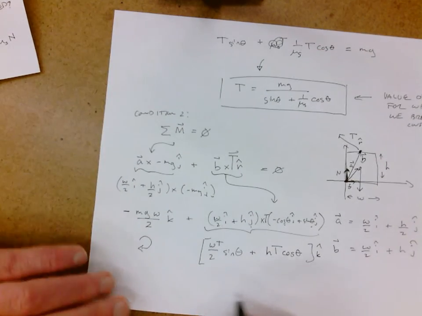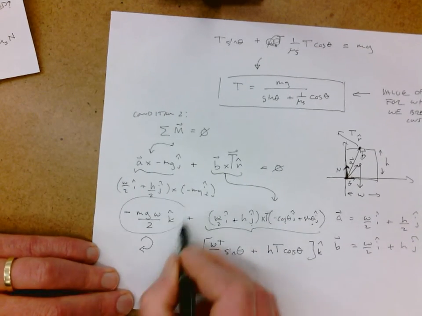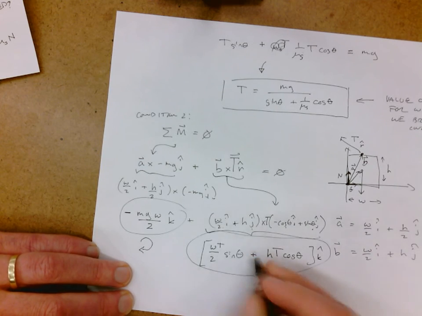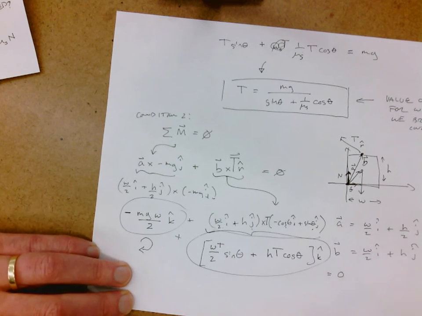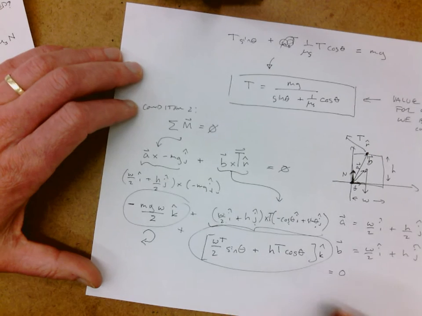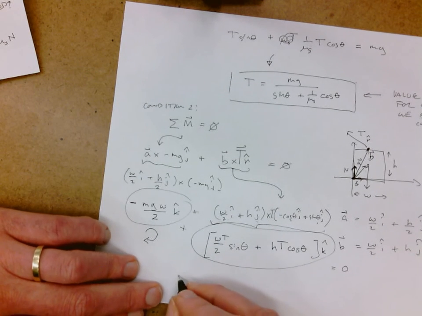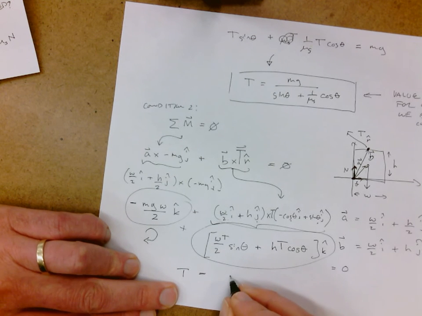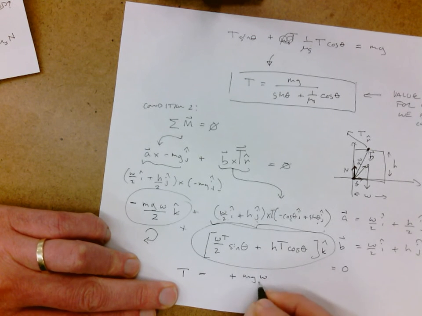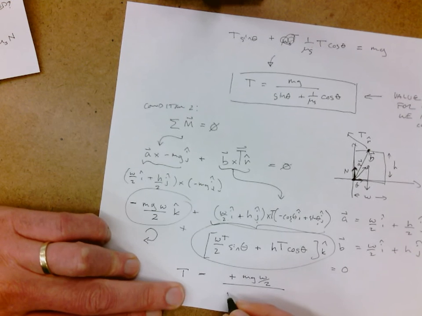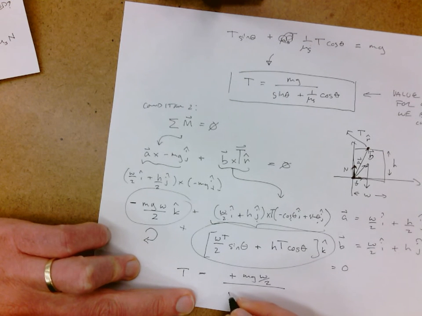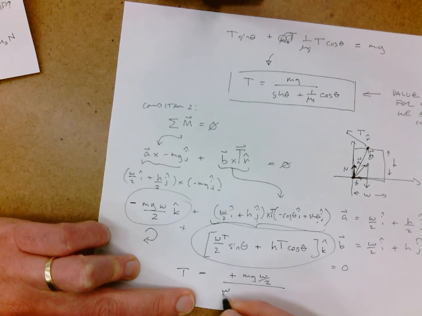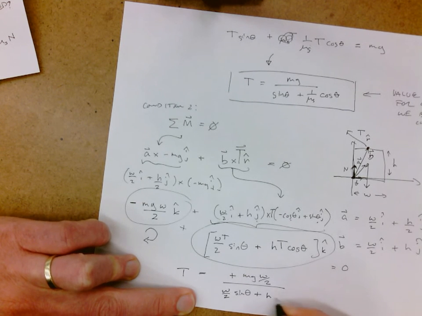Okay. So now I've got this plus that has to be equal to 0. Well, if I go ahead and solve that for T, I pull out my T, I'm going to get T is equal to plus mg w on 2 divided by w on 2 times sine of theta plus h times cos of theta.